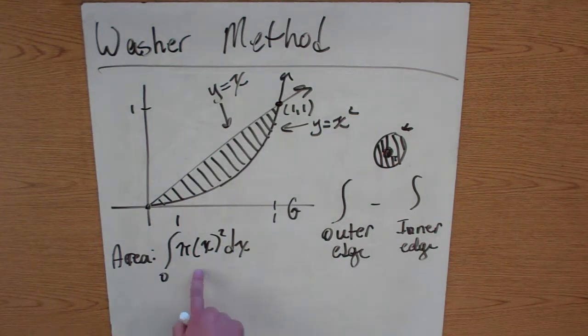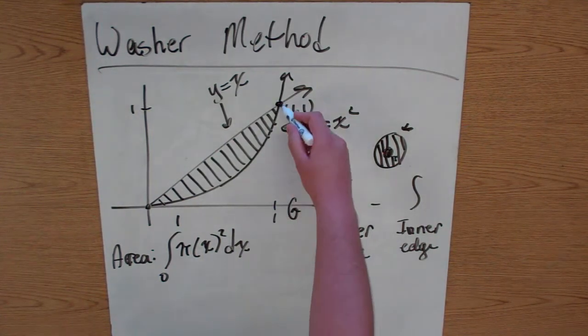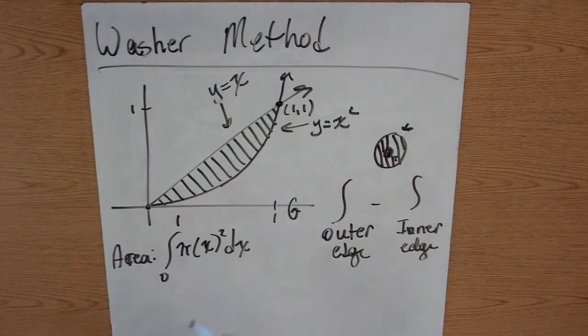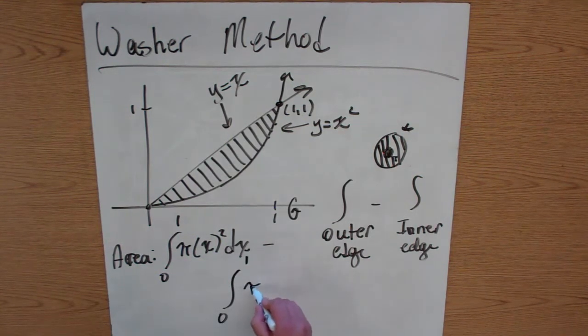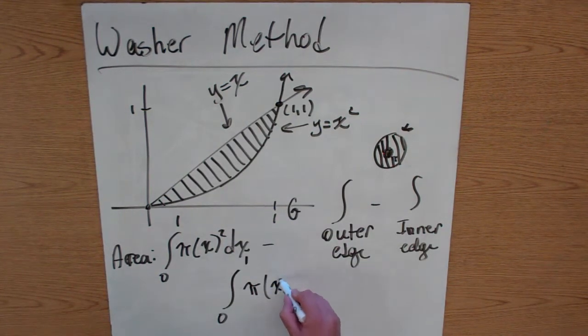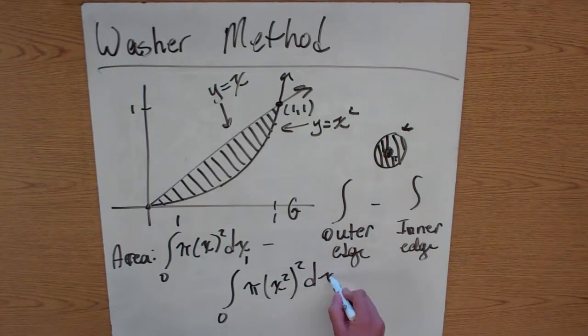Remember, this is what we did before. But this is going to give us this whole triangle here spun around, so it's going to give us a cone. And of course all the cross sections are circles, but we don't want that. So from that we're going to have to subtract our inner edge. The limits a to b will always be the same for both of them. Pi times, and of course our inner edge is y equals x squared, because it's the graph on the bottom, squared, dx, okay?